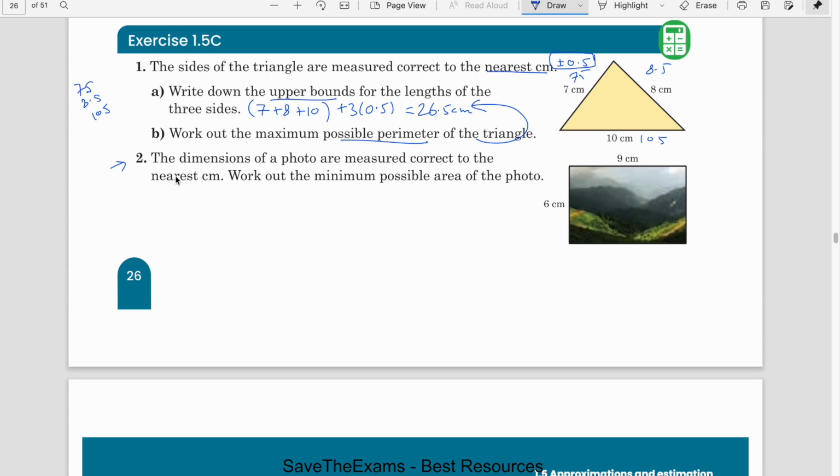Number 2. The dimensions of the photo are measured correct to the nearest centimeter, plus minus 0.5. Work out the minimum possible area. So minimum possible area, 5.5 multiplied by 8.5. We take the lower bounds and we multiply them. And I'm getting 46.75.